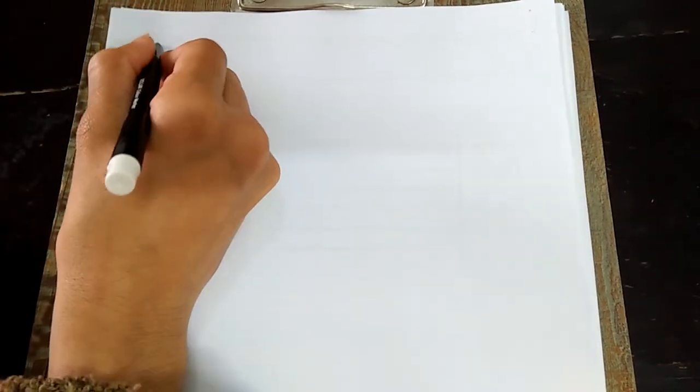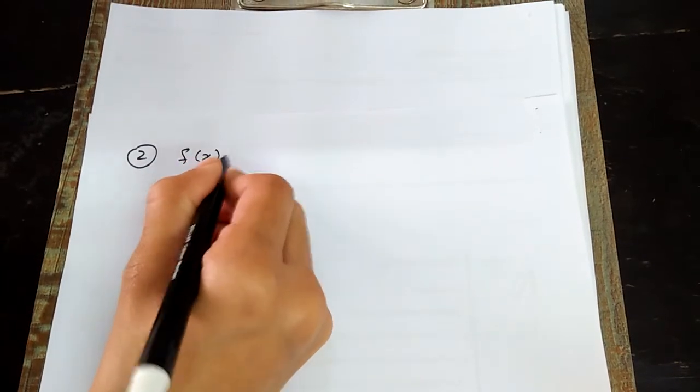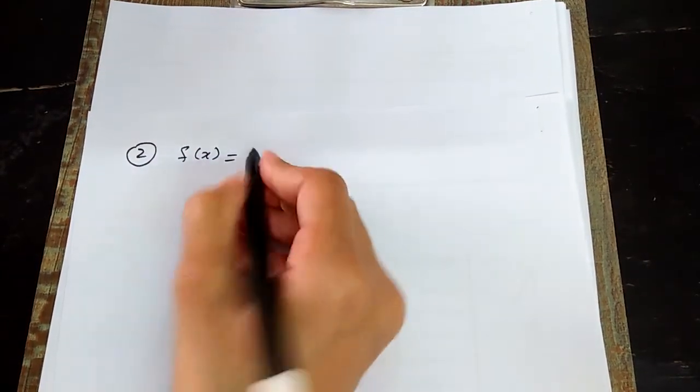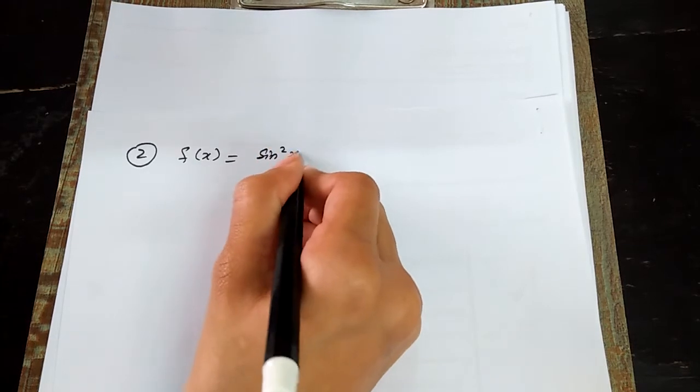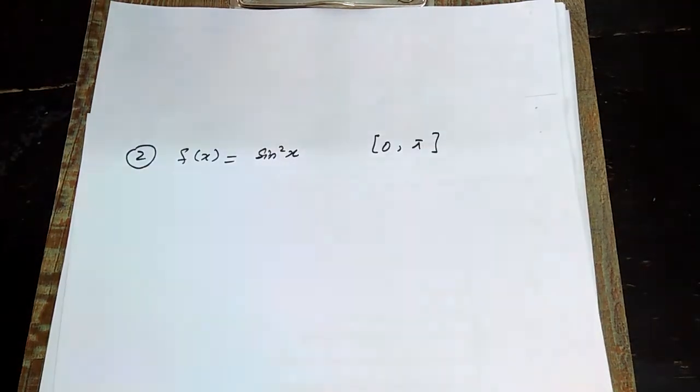Now move on to the second question. Question number 2 is f of x equals sine squared x, and the interval given for this is 0 to pi.